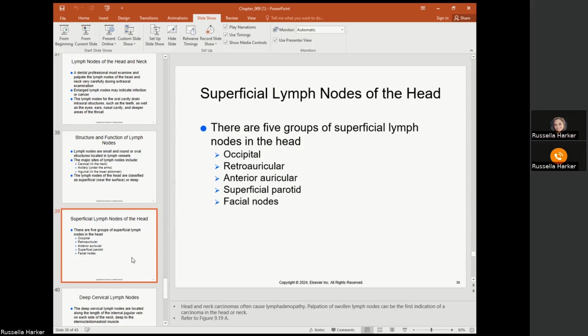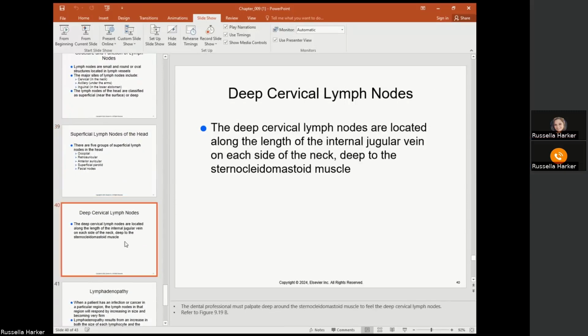Head and neck carcinomas often cause lymphadenopathy, which is swelling of the lymph nodes. Palpation of swollen lymph nodes can be the first indication of a carcinoma of the head or neck, which is why it's very important for providers to do these extraoral examinations. The deep cervical lymph nodes are located along the length of the internal jugular vein on each side of the neck, deep to the sternocleidomastoid muscle. So we must palpate deep around the sternocleidomastoid muscle to feel the deep cervical lymph nodes.